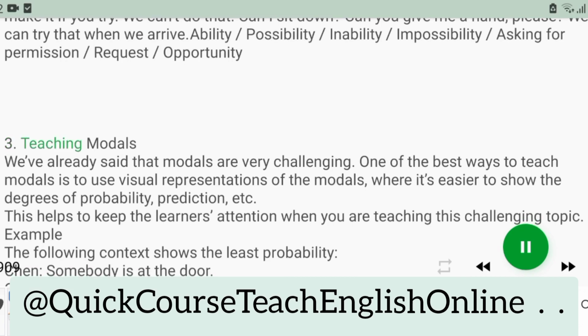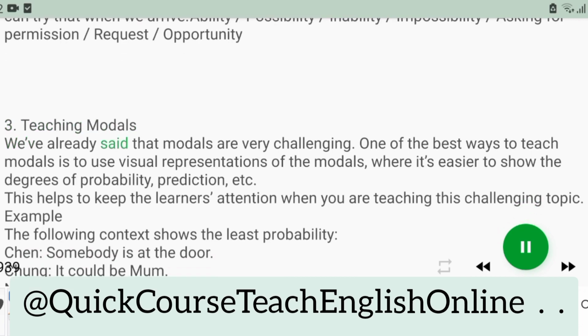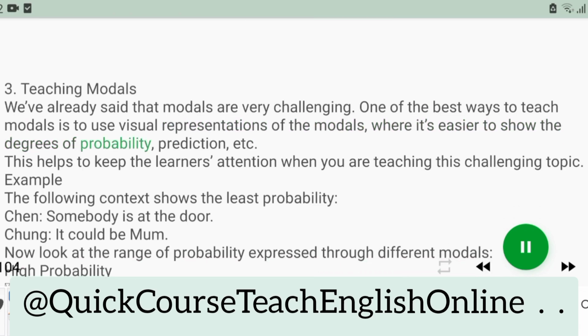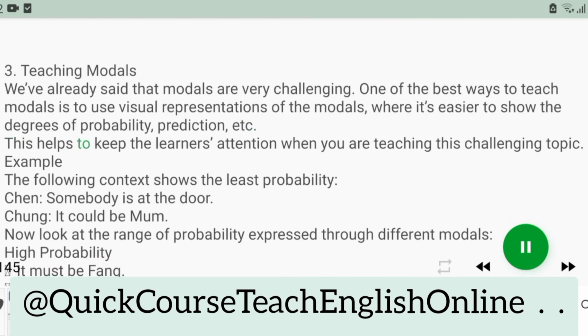3. Teaching modals. We've already said that modals are very challenging. One of the best ways to teach modals is to use visual representations of the modals, where it's easier to show the degrees of probability, prediction, etc. This helps to keep the learner's attention when you are teaching this challenging topic.